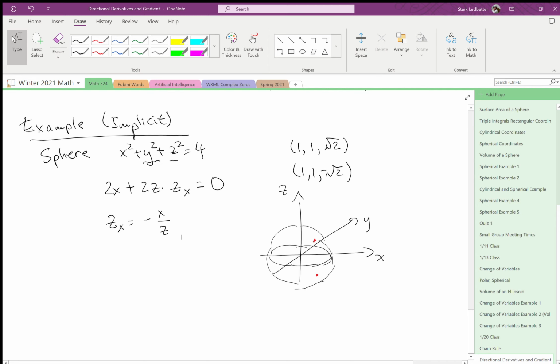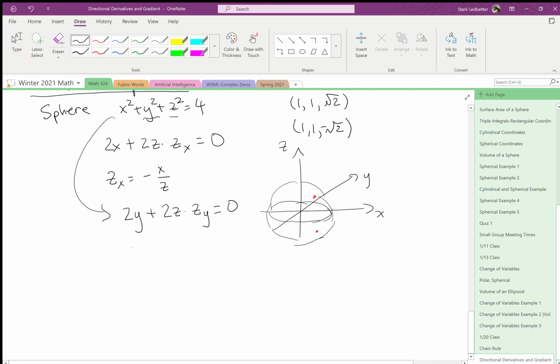And then if I do the same for y, partial derivative with respect to y, I should get negative y over z, right? It's completely symmetrical, but let's do it just in case. So the derivative of x squared is 0 because x is a constant with respect to y if we're taking the partial. The partial derivative of y squared with respect to y is 2y, and then the partial derivative of z squared is 2z times the partial of z with respect to y, and then the derivative of 4 is 0. So we're doing chain rule there. And then z_y, this is one-dimensional chain rule, not the chain rule we just learned, is negative y over z.